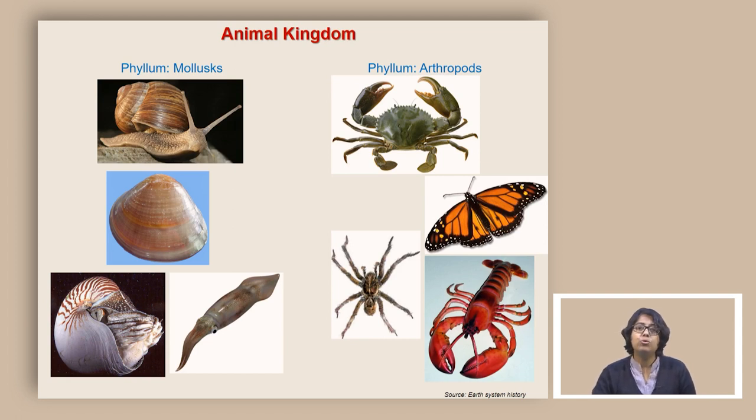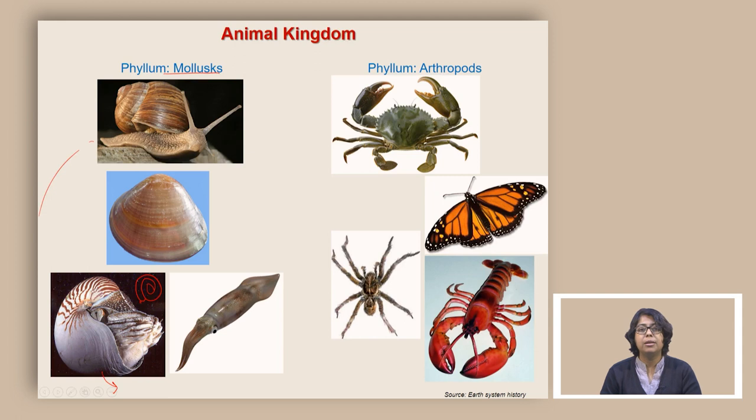Now we are coming to two more groups, which are very, very diverse. One group is called mollusca. These mollusks include the snails, the clams, the octopus, the squid, and some of the extinct animals such as cephalopods, such as ammonites. One of the groups representing that is called Nautilus, which is still surviving today. But some related groups like this, which are coiled, are no longer existing. These are called ammonites.